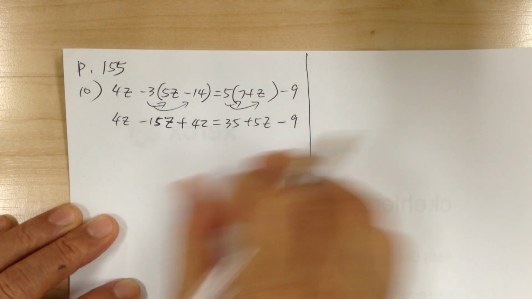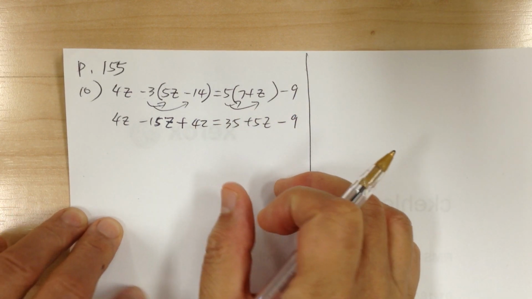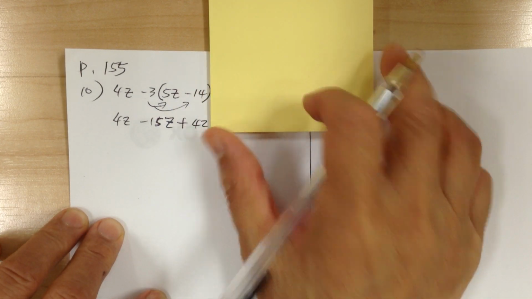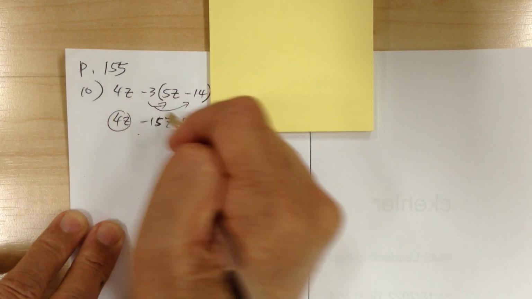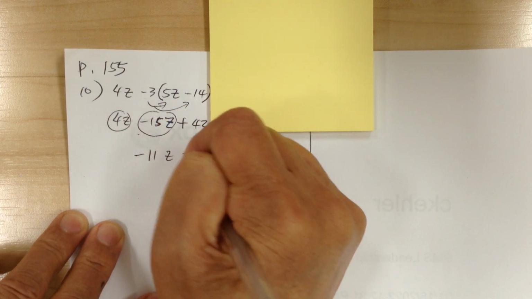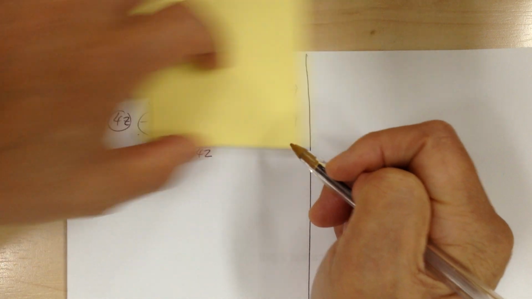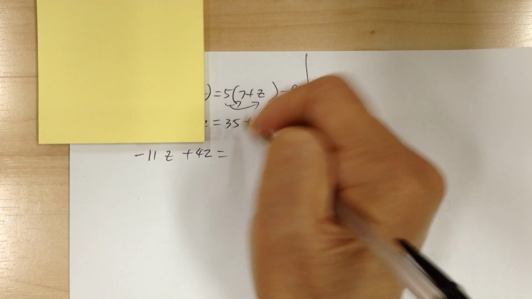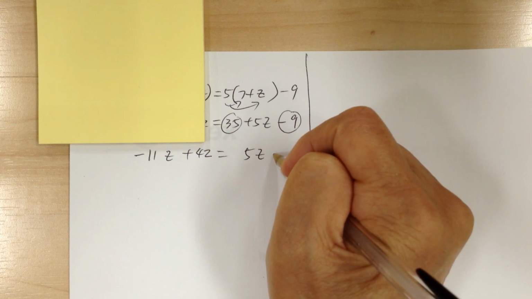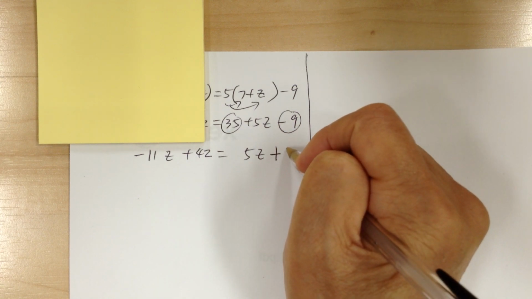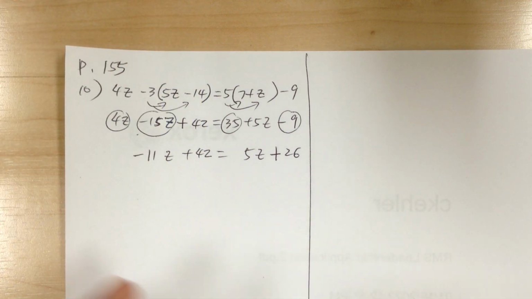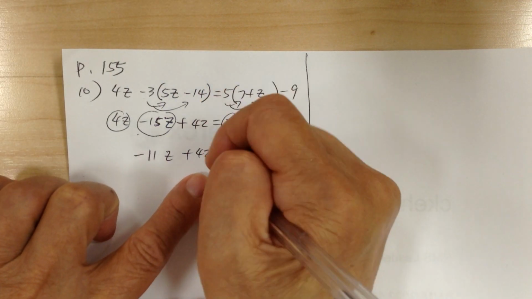Again, you've got a lot of stuff, so what you want to do is combine the like terms on each side. Focus on one half at a time. So this would be minus 11z plus 42. And this will equal, combine the like terms, 5z plus 26.